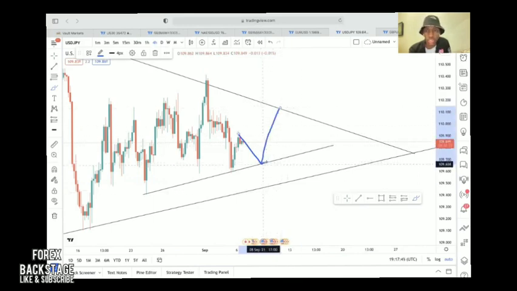Right? Only if this trend line is respected. However, it could be broken. We're just going to simply wait and see how it reacts to the trend line. And that's just on H4, guys. You see, that's why it's important.